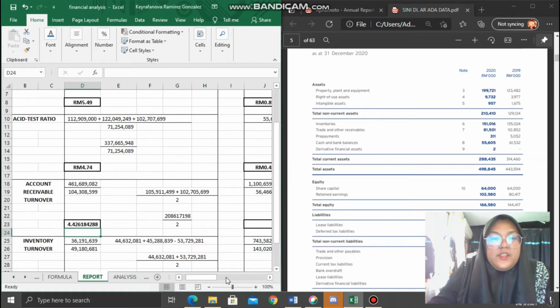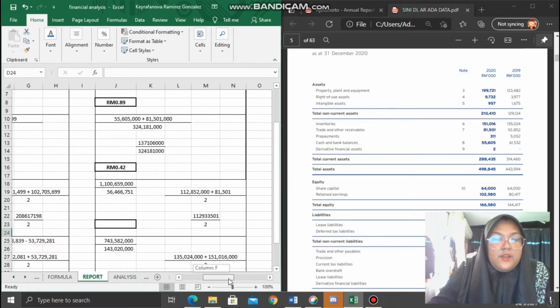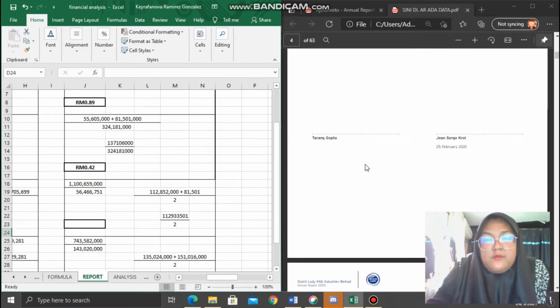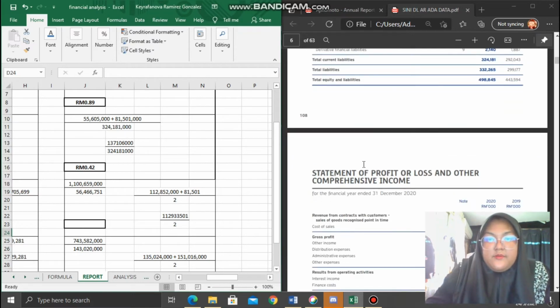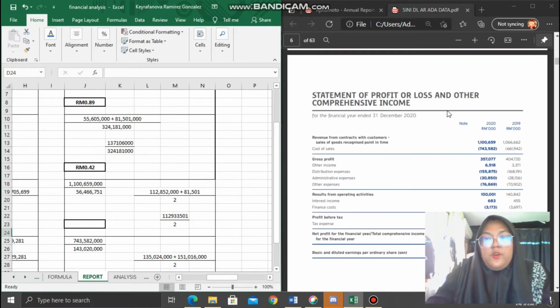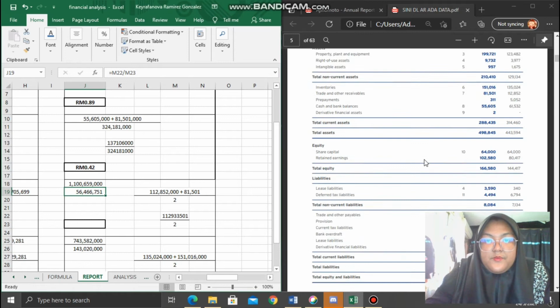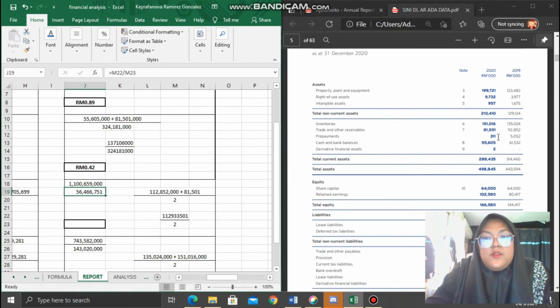Now for Dutch Lady Milk Industry Berhad account receivable turnover, it is the same as before with Ajinomoto Malaysia Berhad. From the statement of profit or loss, we can find the revenue from contract with customer for Dutch Lady Milk Industry Berhad, which is 1,100,659,000. We put it in the template, and for the average account receivable, it is from the current asset, which is just like I mentioned before, the ending for 2019 is the beginning for 2020.